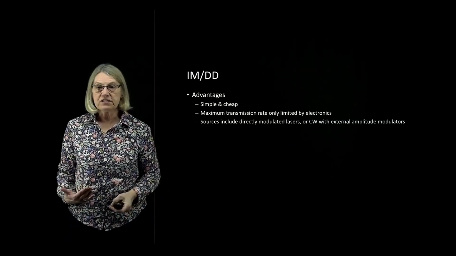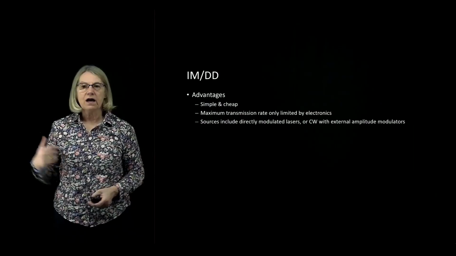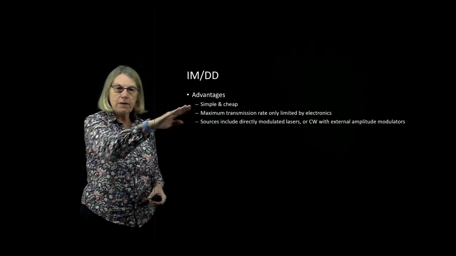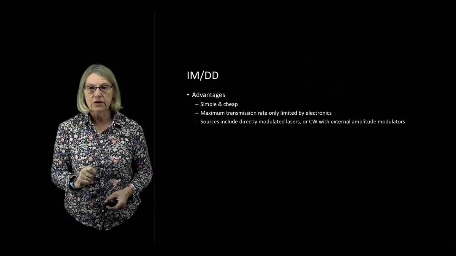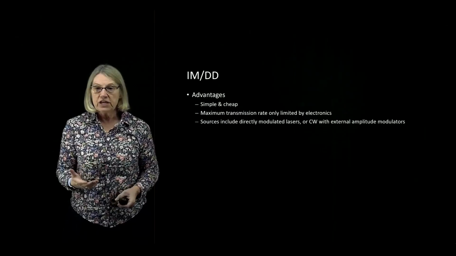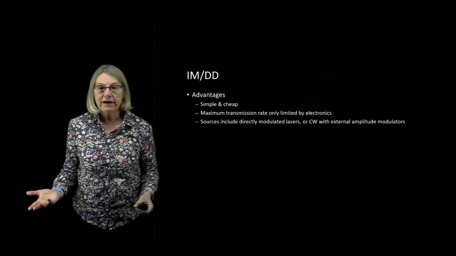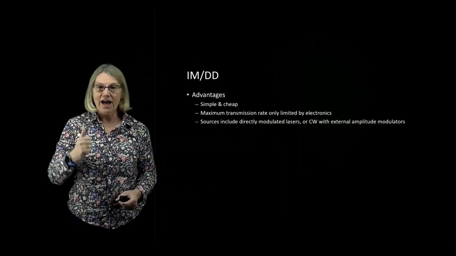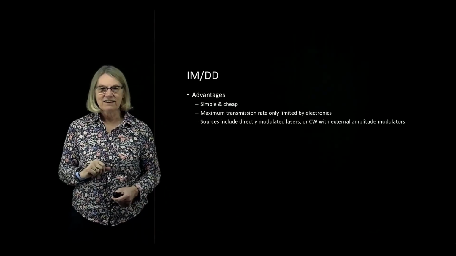So the advantages of this type of modulation, which historically was the first modulation used in fiber optic communications, above all else are that it is simple and it is cheap. It's very inexpensive to implement IMDD. In addition, your transmission rate is essentially only limited by your electronics. As long as I can switch my laser on and off fast, I can send data that fast.